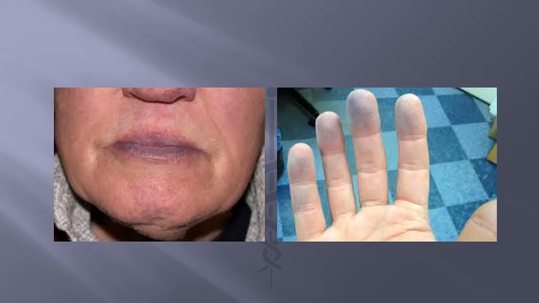What does their skin look like? Cyanosis is when you see a blue tinge to the skin, and it is a sign that oxygen is not perfusing the tissues adequately. These photos show cyanosis of the lips and on the fingertips. You might also notice cyanosis or mottling on the feet.